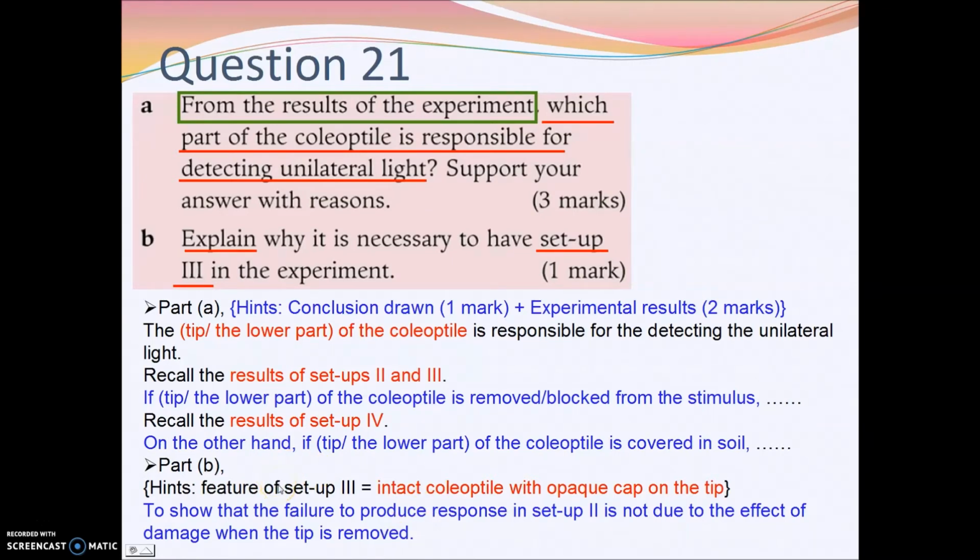This part is quite difficult, so I show you the answer first. The feature of setup 3: intact coleoptile with an opaque cap on the tip. It is to show that the failure to produce the phototropic response in setup 2 is not due to the effect of damage when the tip is removed.